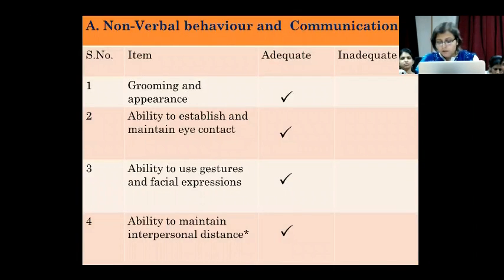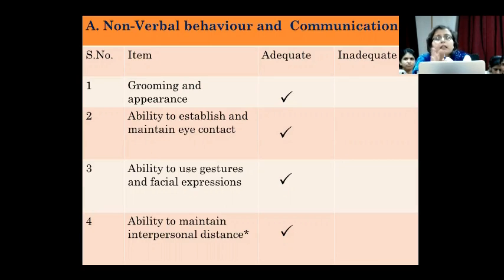So going to the first domain, non-verbal behavior and communication, it was seen that he was scored adequate on grooming and appearance, in establishing and maintaining eye contact, in ability to use gestures and facial expressions, and ability to maintain interpersonal distance.